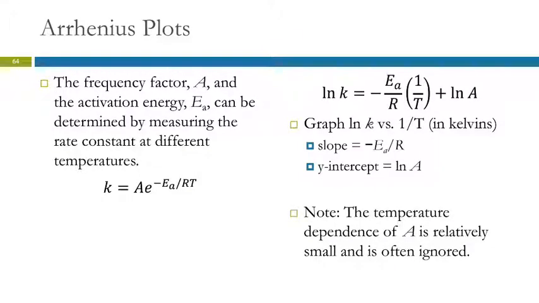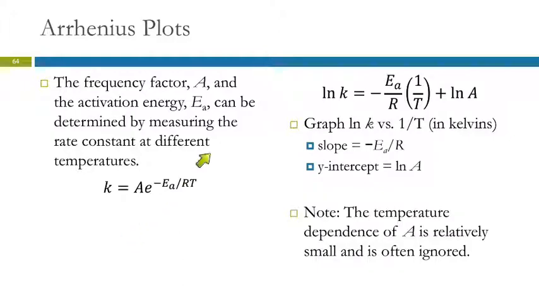So this is the Arrhenius equation. The rate constant depends on the frequency factor and the activation energy and the temperature. And so the Arrhenius equation shows us here that the rate constant is equal to the frequency factor times e raised to the power negative EA over RT.